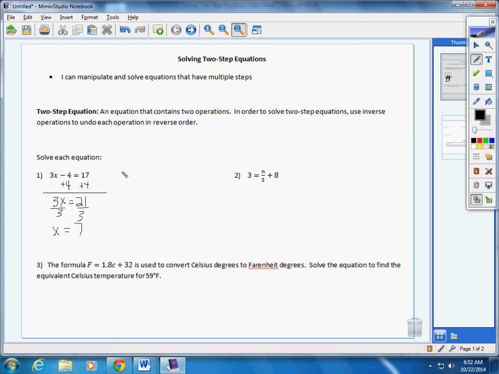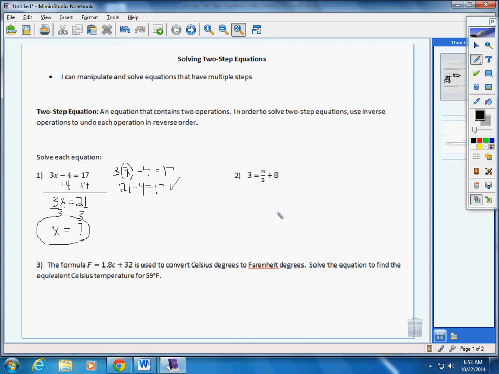Question is, does that check? Well, let's check it really quickly here, because you should always check. That should be a 7 in place of x. 3 times 7 is 21, minus 4, and that equals 17. So it checks. So your answer is correct.